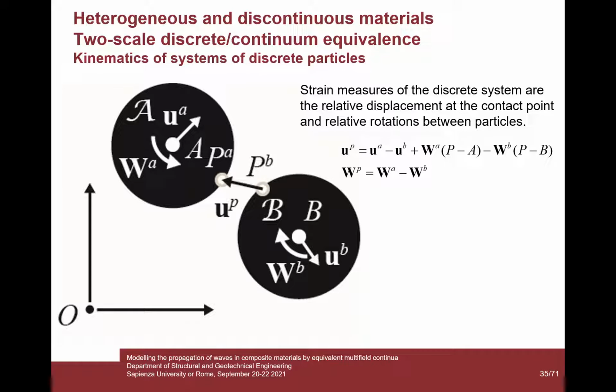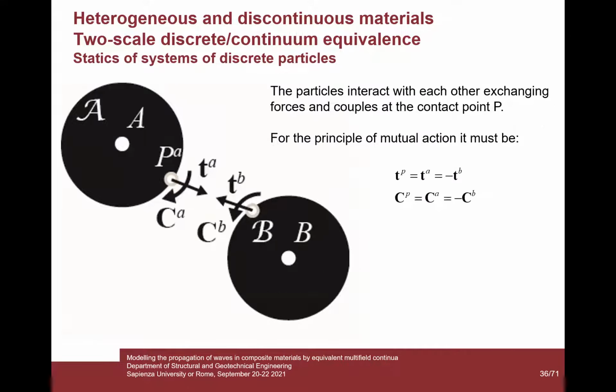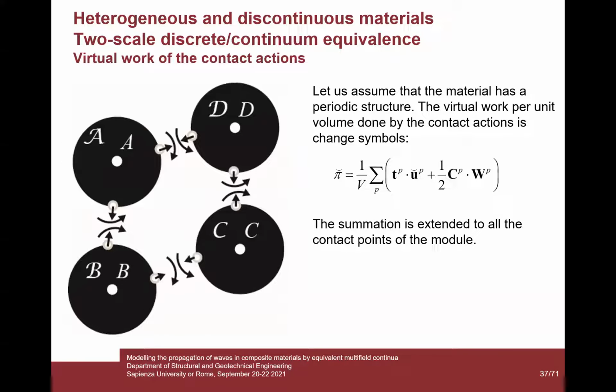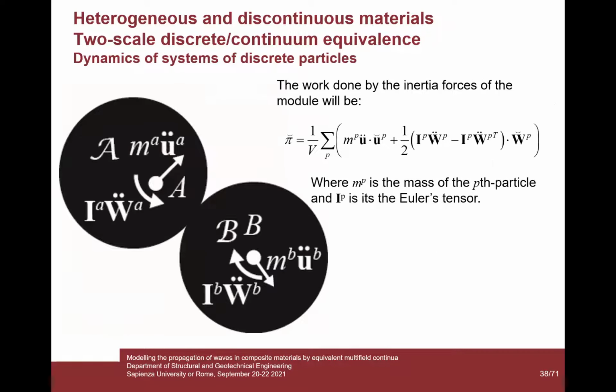The relative length of contact point and the relative rotations between particles. You define the forces that particles exchange with each other. And in this case, they can exchange forces. And you write down the virtual work of the contact actions, which is the sum of all the work done by these forces. And obviously, if you analyze the dynamics, you have to add also the work done by inertia forces and the moments of inertia.